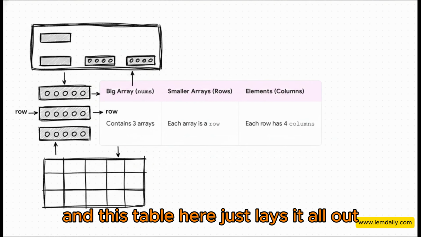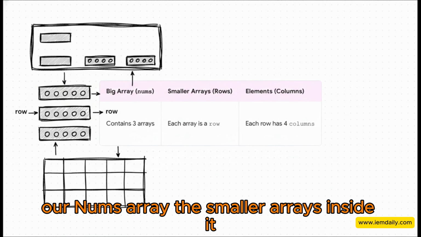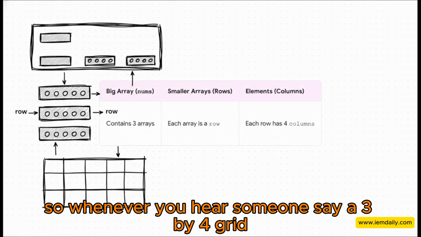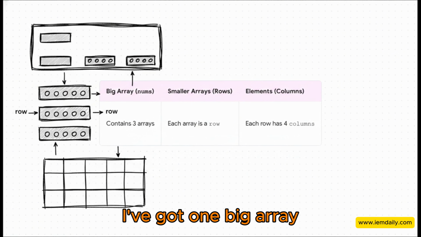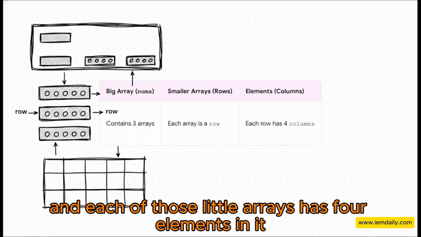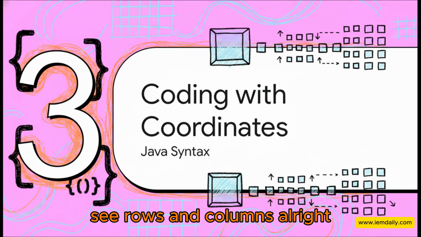And this table here just lays it all out. That big array, that's our main container, our nums array. The smaller arrays inside it, those are what we call rows. And then the actual items inside those smaller arrays are our columns. So whenever you hear someone say a 3x4 grid, what they're really saying is, hey, I've got one big array that's holding 3 smaller arrays, and each of those little arrays has 4 elements in it. See? Rows and columns.